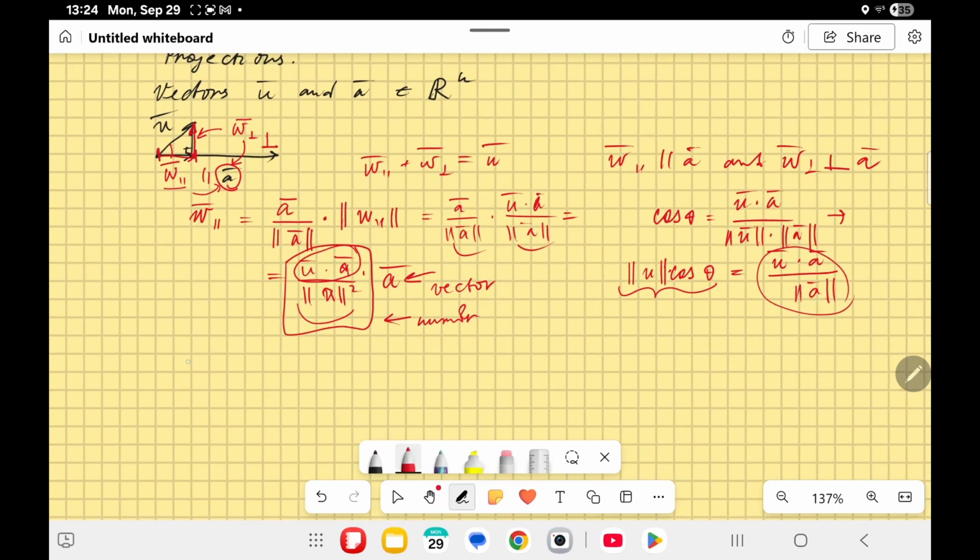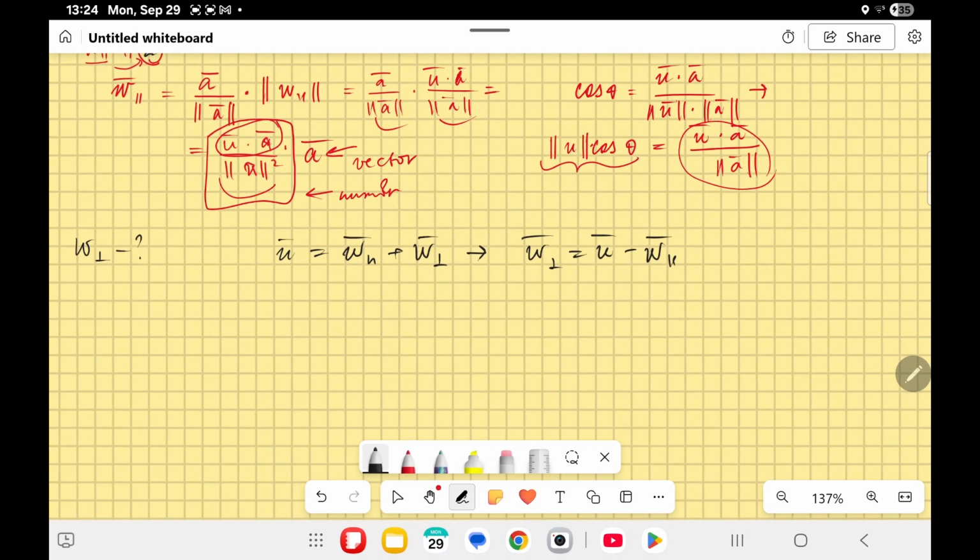How do we find the orthogonal projection? We remember we have U equals parallel projection plus orthogonal projection, from where orthogonal projection equals U minus parallel projection. If you do know the parallel projection, you just copy the formula. So it's going to be U minus UA divided over norm of A squared multiplied by vector A. That's going to be the orthogonal projection. And we can just calculate it.